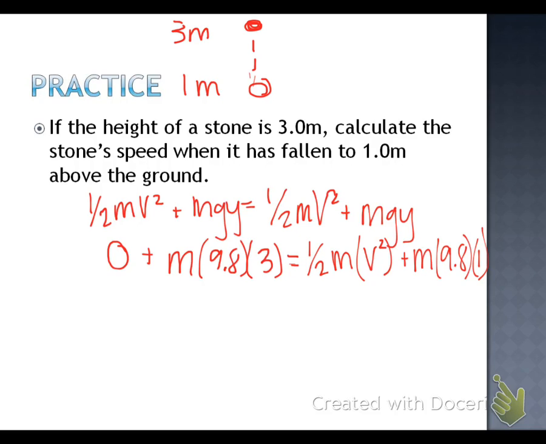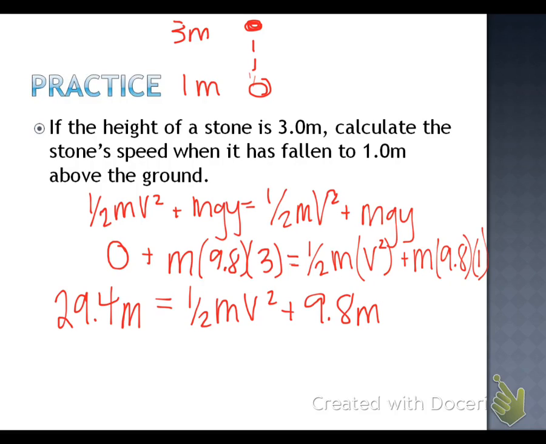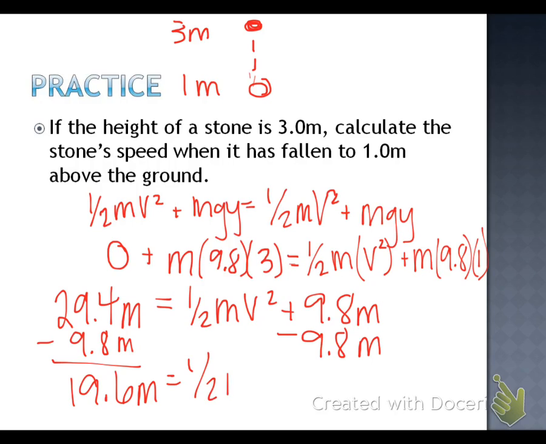All right. So 9.8 times 3, I got 29.4. So that's going to be 29.4 m equals 1/2 mv squared plus 9.8 m. So what do we do now? Subtract 9.8. Exactly. We're going to combine like terms. So we're going to subtract the 9.8 m over to this side. Minus 9.8 m. Minus 9.8 m. So we get 19.6 m equals 1/2 mv squared.